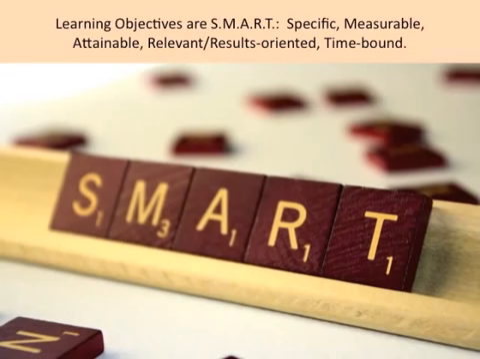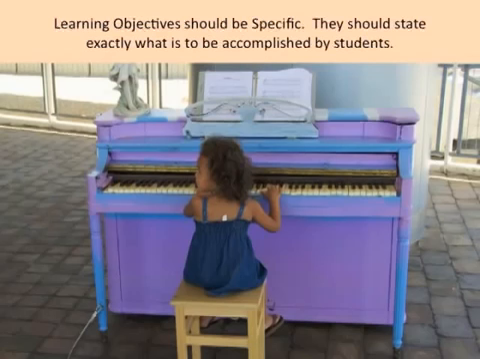As with SMART goals, learning objectives need to be specific, measurable, attainable, relevant and results-oriented, and time-bound. Learning objectives should be specific. To be specific, a learning objective must provide a concise description of what is to be learned. It should be stated in student-centered terms, describing what students will know, be able to do, and understand at the end of the lesson. Learning objectives state the expected outcomes simply, concisely, and as explicitly as possible.